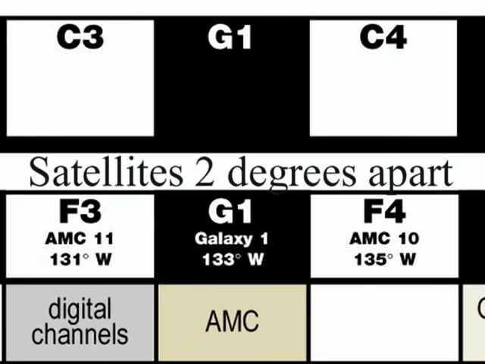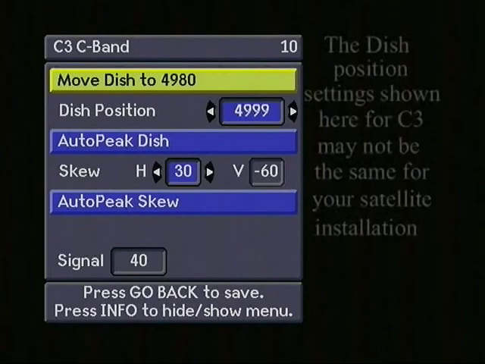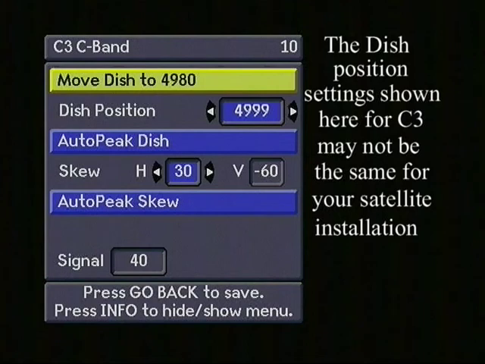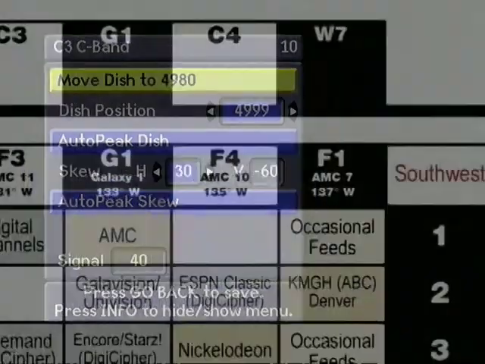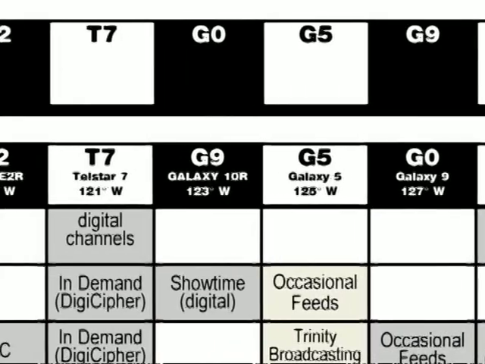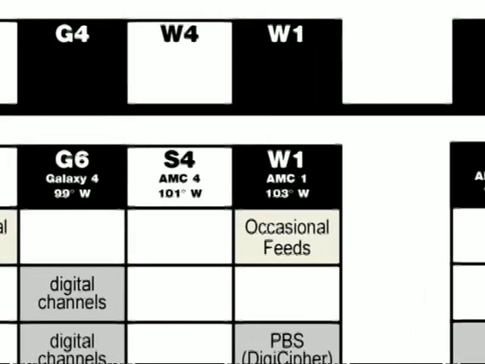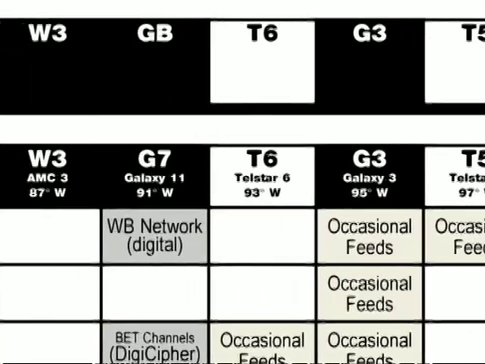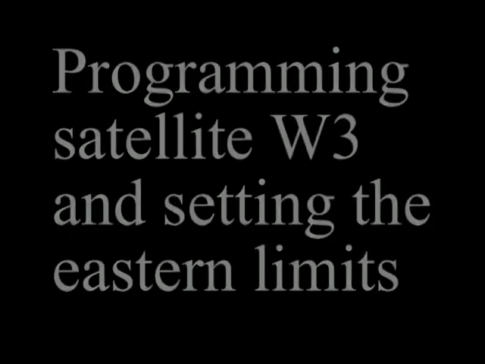The locations of the satellites can also be manually extrapolated. Since the satellites are 2 degrees apart from each other, the dish position numbers moving from one to the other will be approximately the same. Please keep in mind that all satellite installations vary, so the dish position numbers you see on this instructional video may not be the same as your own. These numbers are for example only. Now the satellites east of G1 can be programmed. Follow the same instructions for programming easterly satellites that were used for programming westerly satellites.